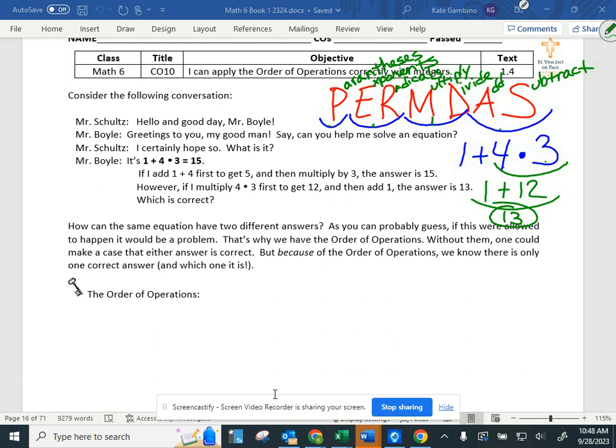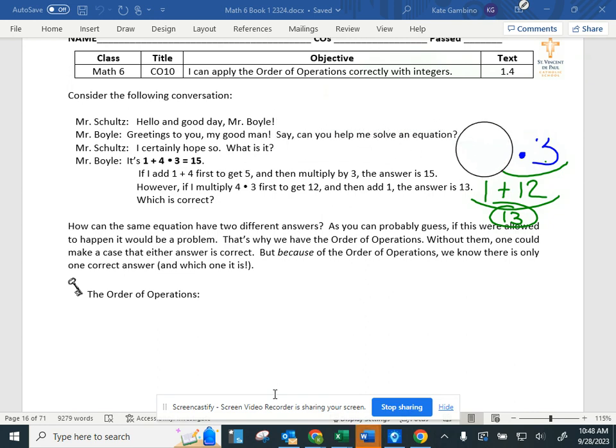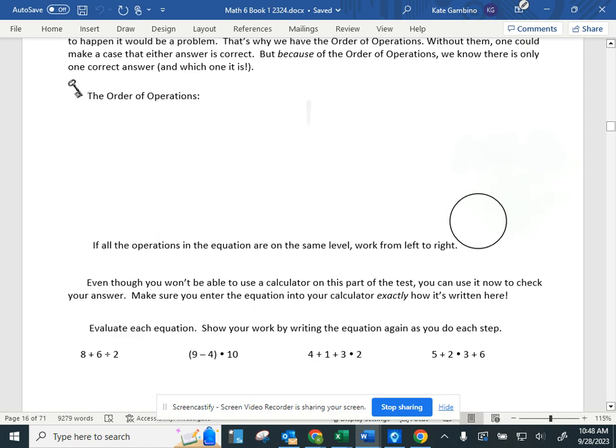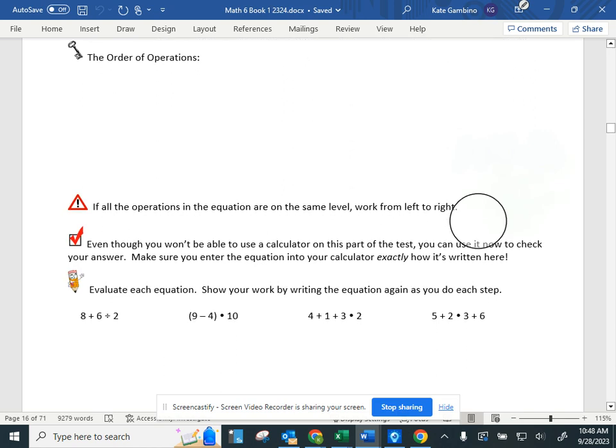Without the order of operations, one could, just like Ava said, say we're reading from left to right, so we've got to do the adding first. But with the order of operations, we know that we have to multiply first. So there's only one correct answer. I'm going to rewrite this that I put up there. I'm going to put it where it really should go in our notes, that order of operations.